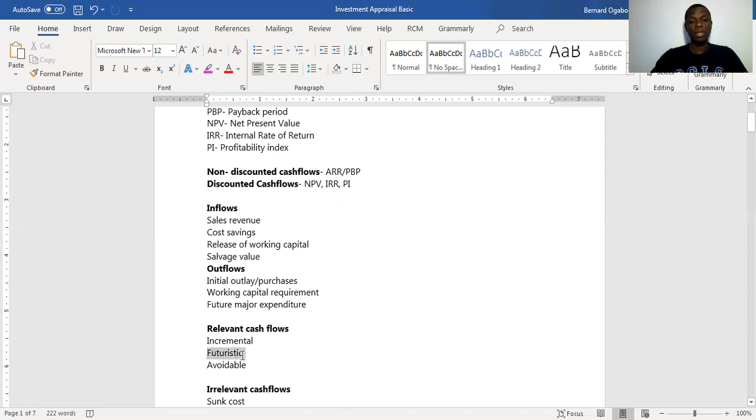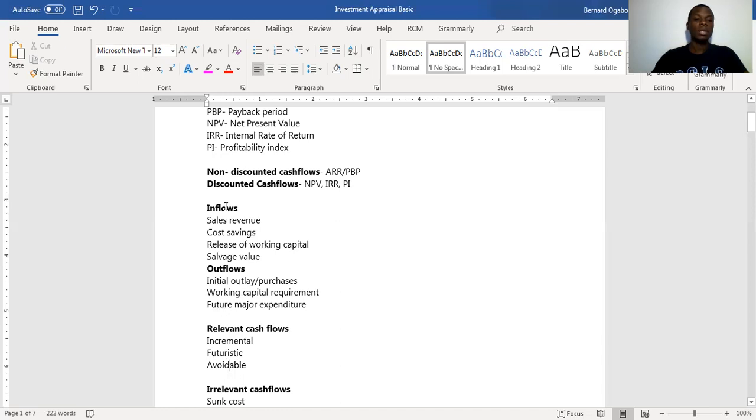It's what I plan to spend in the future, not what I have spent before. And that cash flow must be avoidable. Don't forget that the relevant cash flow covers especially cash outflow. Avoidable here means that if I do not undertake this project, I will not need to spend this money. So that is how to measure relevant cash flow.